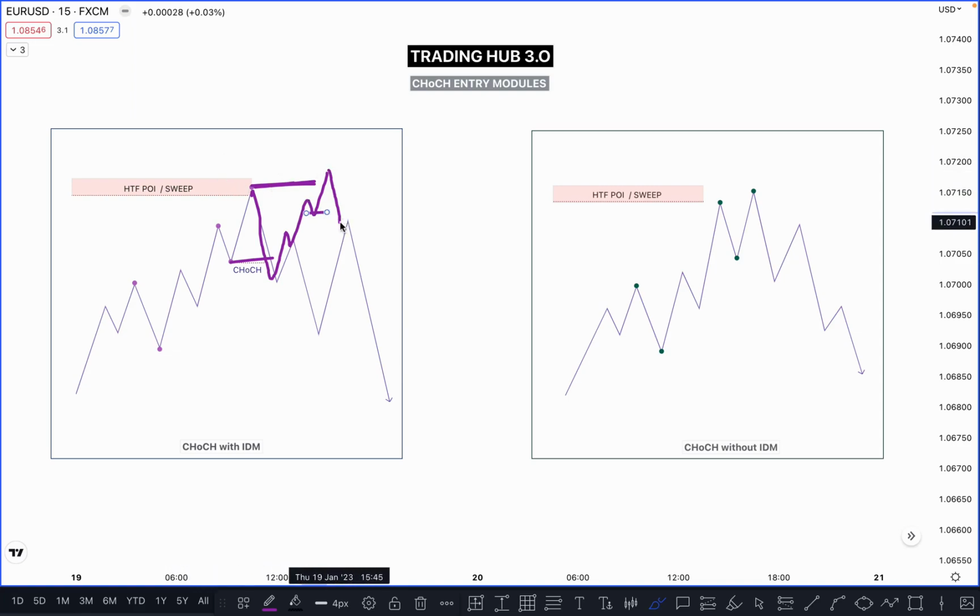But when can we sell here? The market must create an inducement something like this, and then the market continues higher, mitigating this order block, which is unmitigated. Then you can sell here. This one is our first criteria for when we can sell.